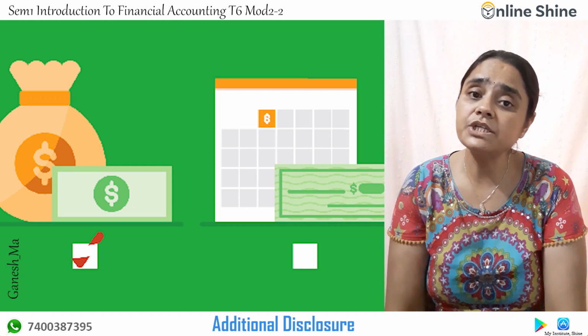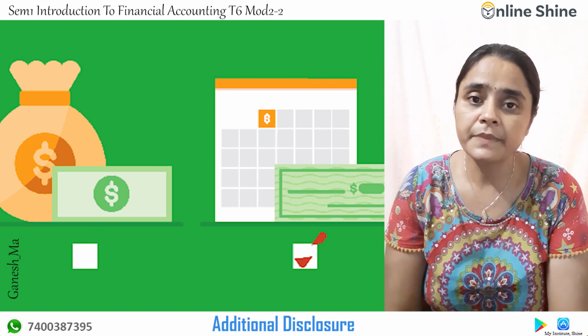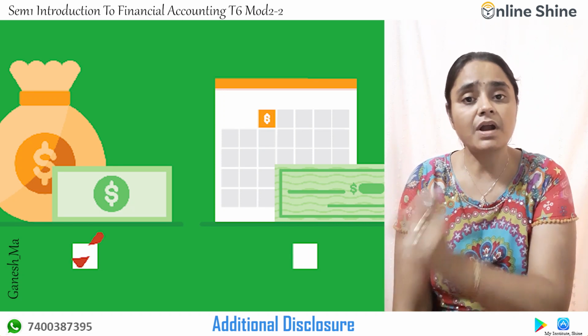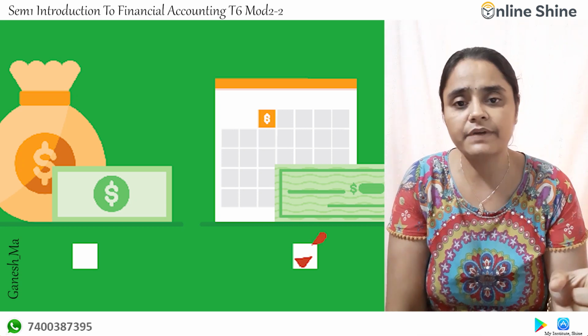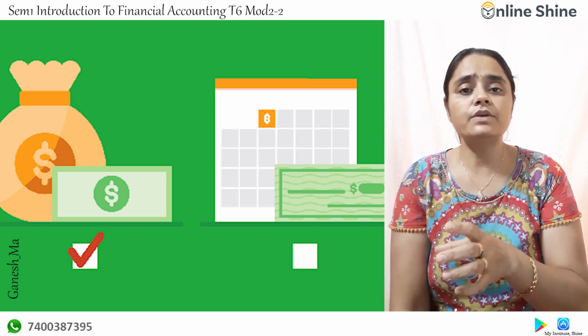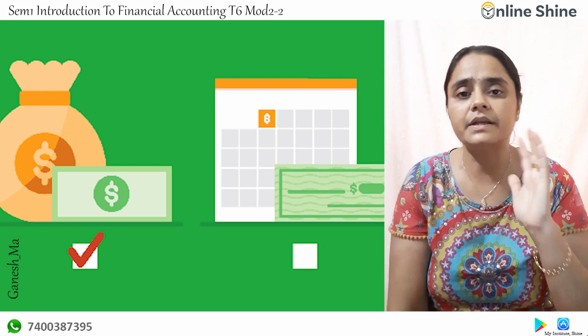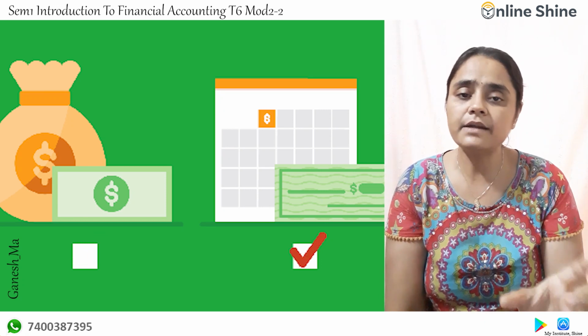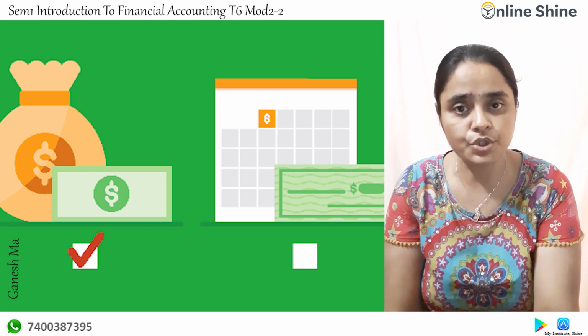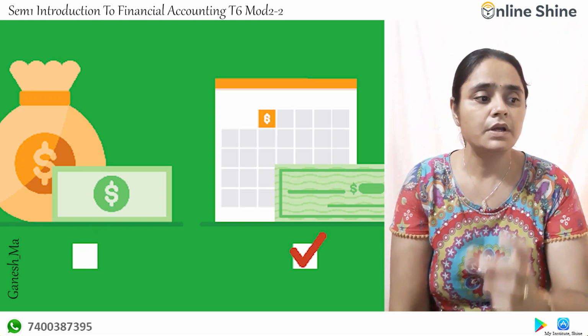Now here, some additional disclosure should also be made. You always have to mention the gross value of fixed assets as well as the net value of fixed assets. When I say gross value, that means without depreciation. When I say net value, that means after providing depreciation. So the gross and net book value of fixed assets you have to mention in your books of accounts.